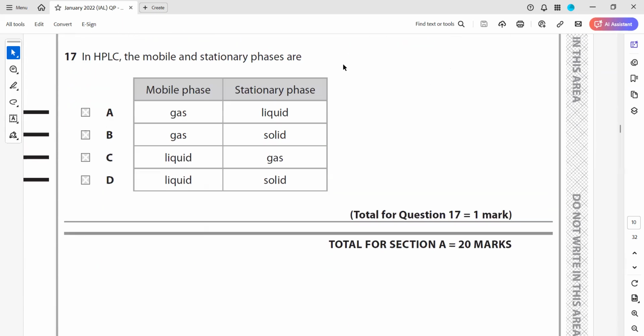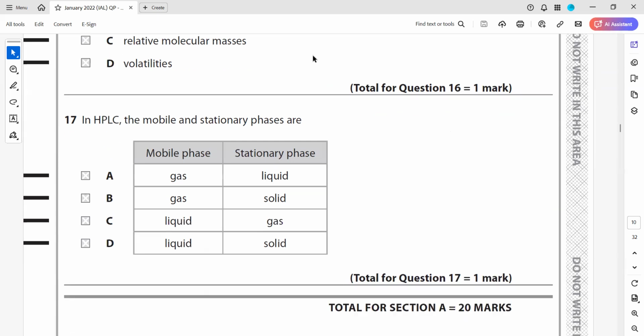In high performance liquid chromatography, what is the mobile phase and the stationary phase in HPLC? The solid is the stationary phase and the liquid is the mobile phase. You have to memorize this for HPLC. The mobile phase is the phase which is moving and the stationary phase does not move.